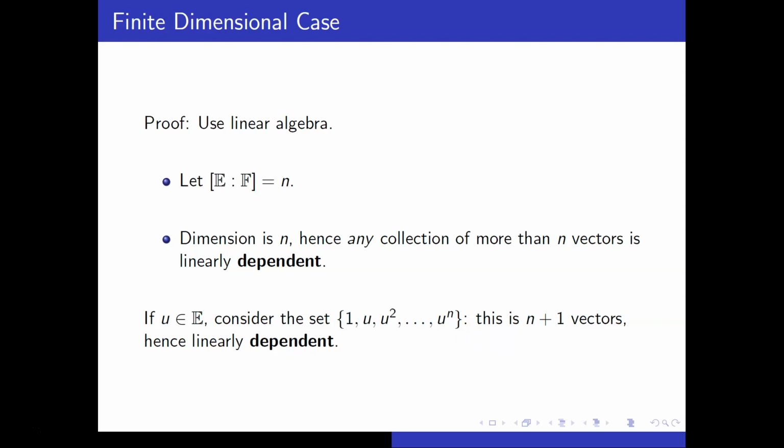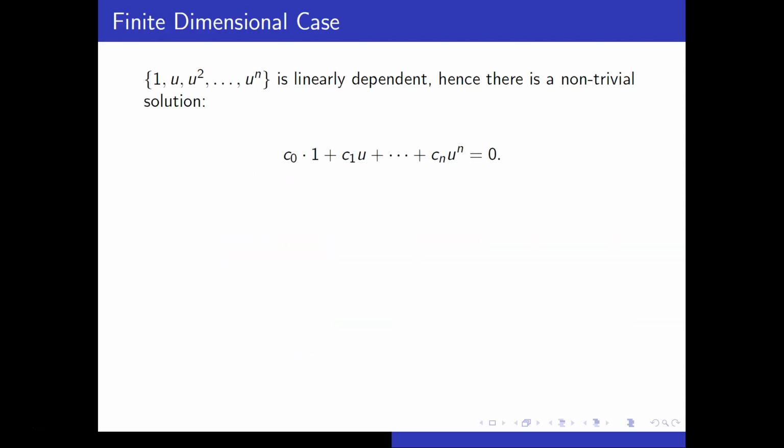Okay, well, that means that I can look at the homogeneous equation. So I can set up an equation: c0 times 1, c1 times u, up through cn times u to the n, equals 0, and I can look for solutions for it. Now, the vectors are linearly dependent, so there has to be a non-trivial one. Namely, I can guarantee a solution where at least one of these coefficients is non-zero.